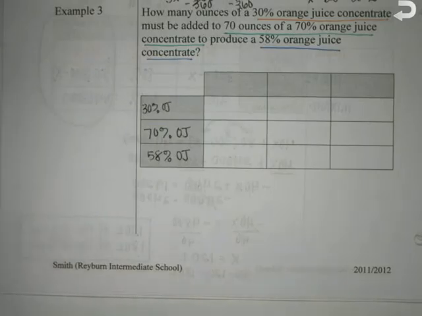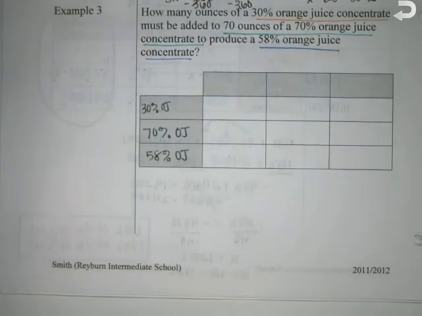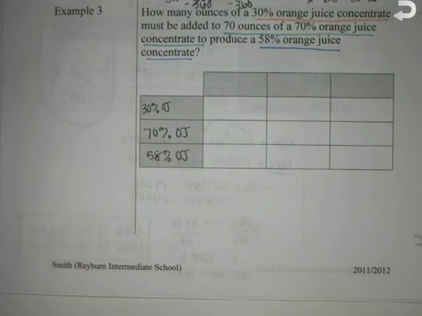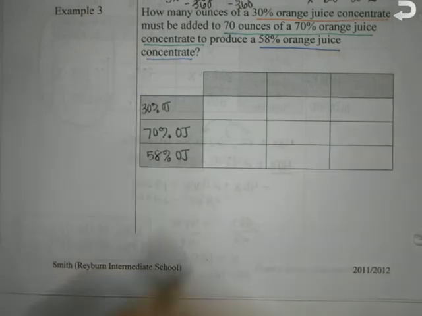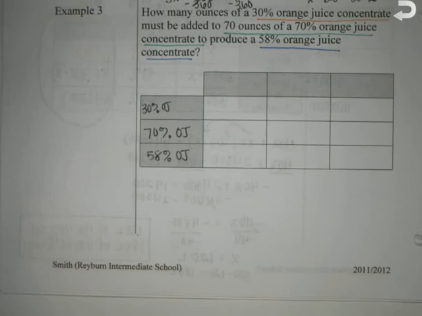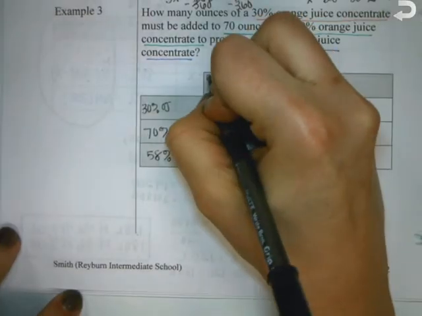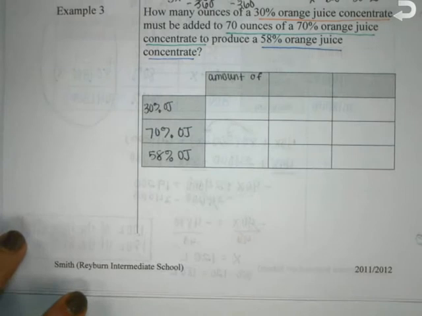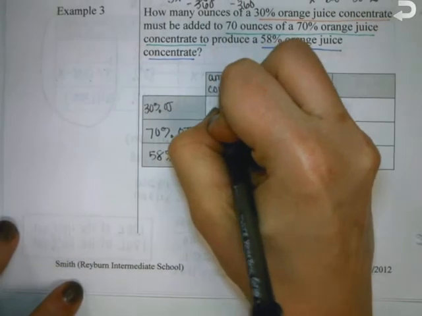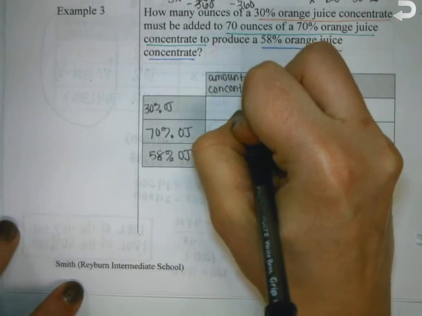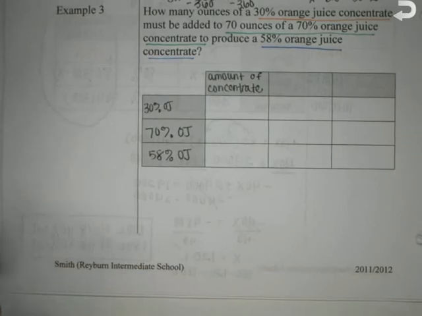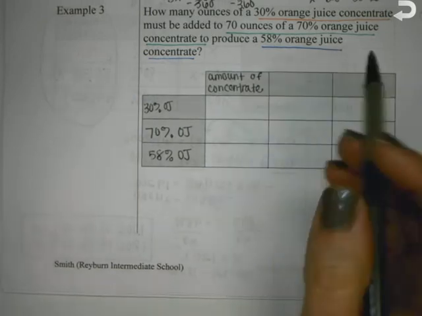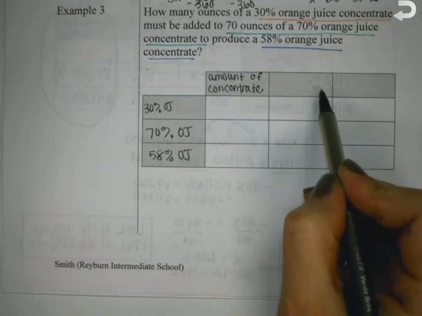Oh wait, we didn't fill in the top, huh? Okay. What's going to be here? The amount I already have, right? It's not the amount of juice, it's the amount of what? Of concentrate, the amount I have. So this is the amount of the item that I have. The item that I have is not pure juice. The item is concentrate. What does this do? This is what? Percent of pure orange juice, right? Percent OJ. And the amount of concentrate is in ounces.